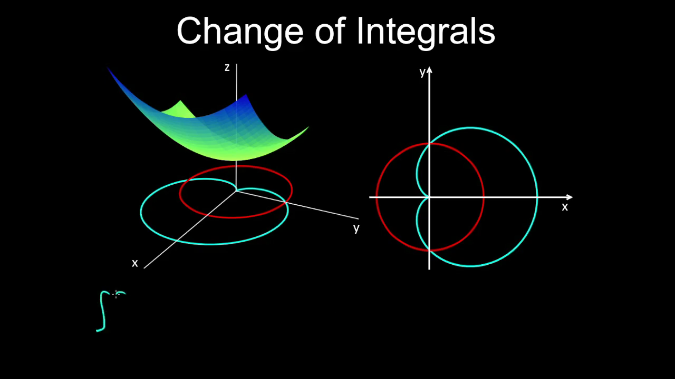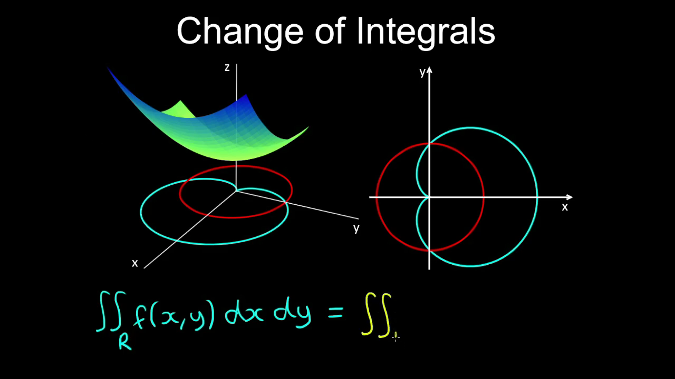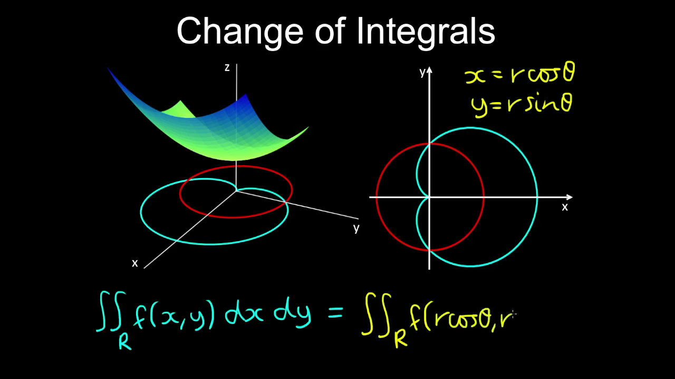Given the double integral in Cartesian coordinates of our function of x and y over the region R, so we integrate over x and y, then we can change this to an integral over the same region in polar coordinates by substituting for x is equal to r cosine theta and y is equal to r sine theta. So we have the function of r cosine theta and r sine theta, and we replace the dx dy by r dr d theta.